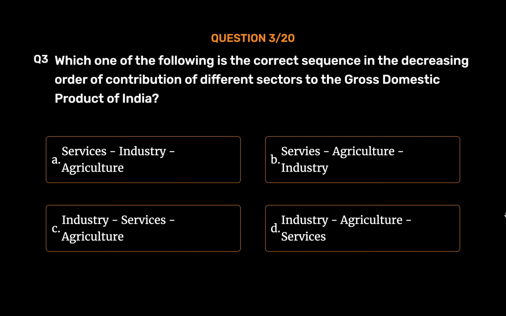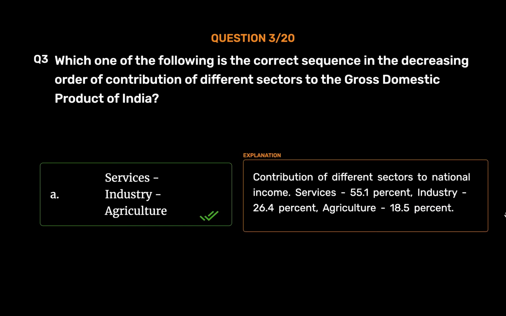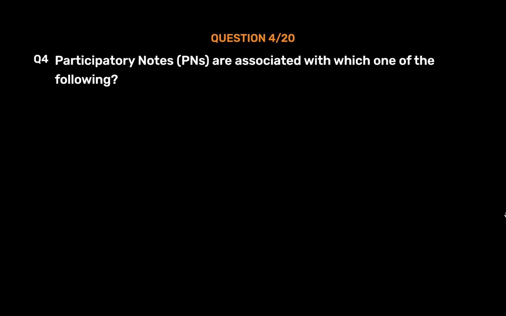The correct answer is Option A. Services, industry, agriculture. Contribution of different sectors to national income. Services, 55.1%. Industry, 26.4%. Agriculture, 18.5%.